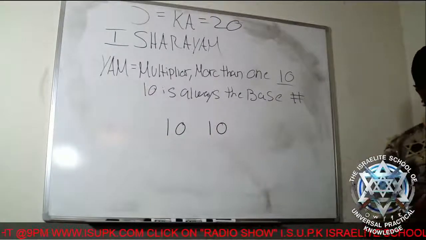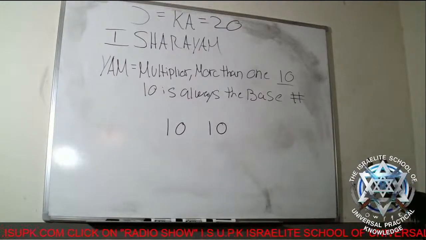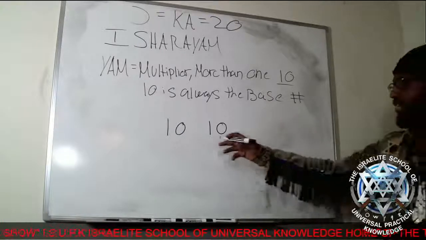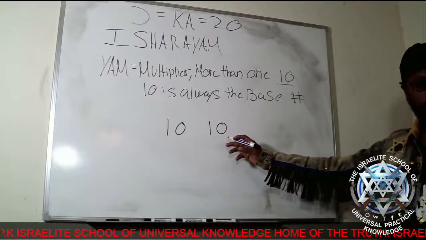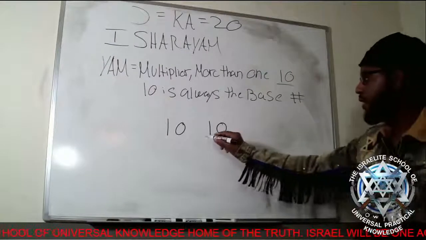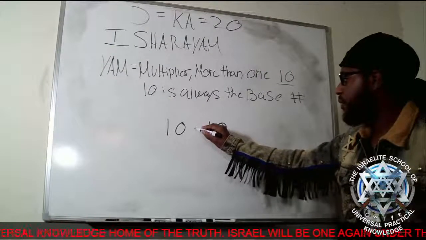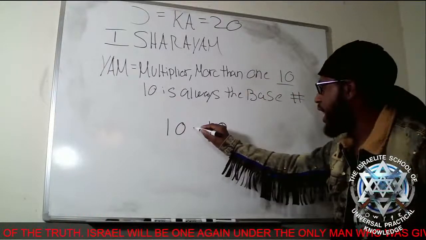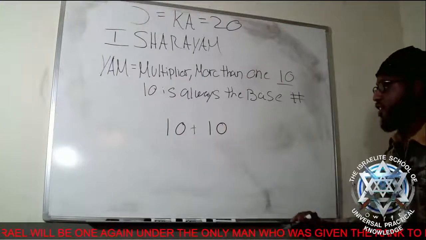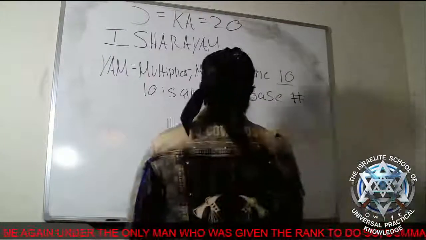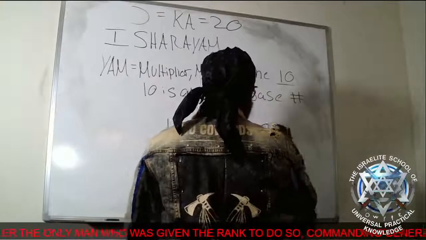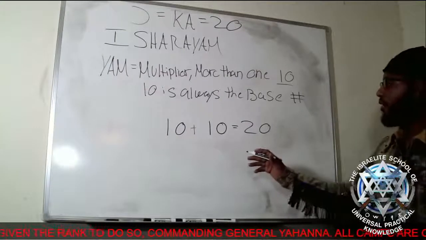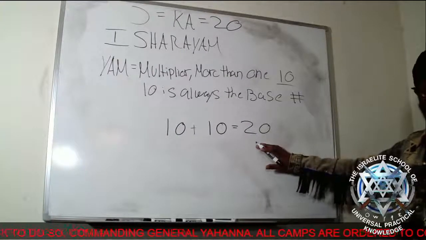In order to get the number 20, right? So to get to the number 20, you need two 10s. You have a 10 right here, you have a 10 right here. So in order to get to the number 20, you have 10 plus 10, which equals 20. So 10 plus 10 equals 20, right? So this is the number 20.